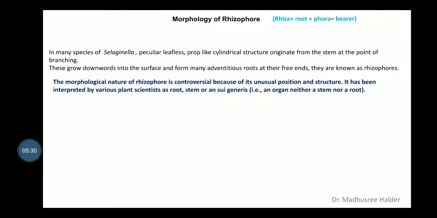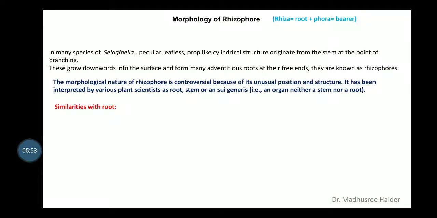The morphological nature of the rhizophore is actually very controversial because of its unusual position and structure. There are many controversial views of scientists that it is a root or a stem or an organ sui generis, that is, an organ neither a stem nor a root.